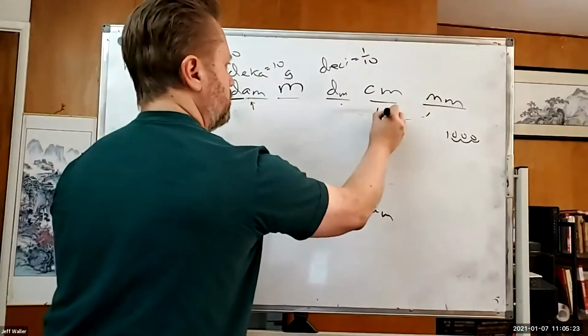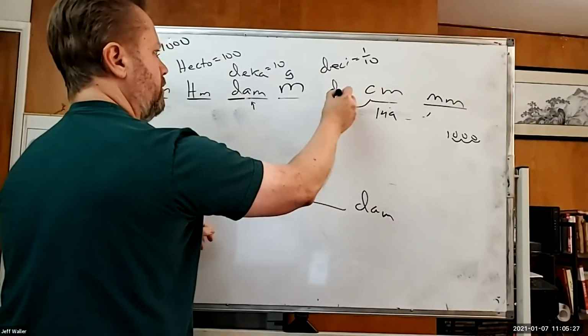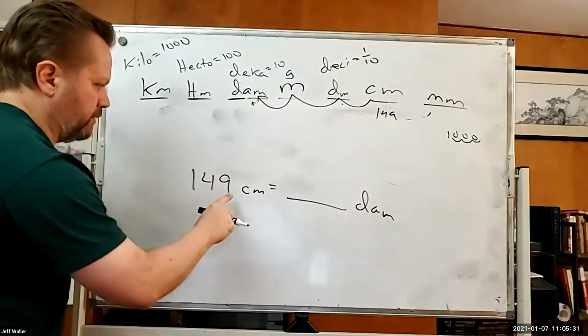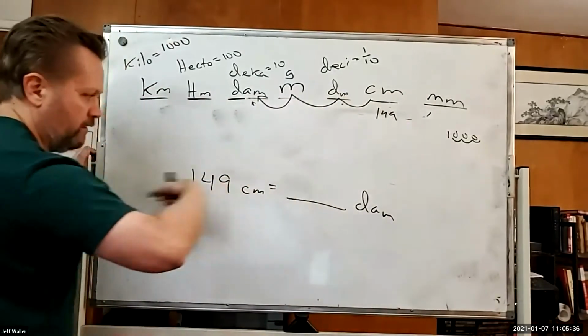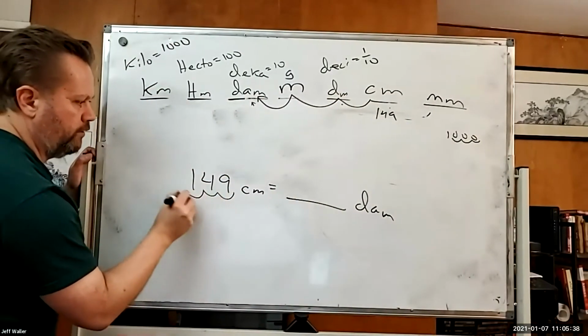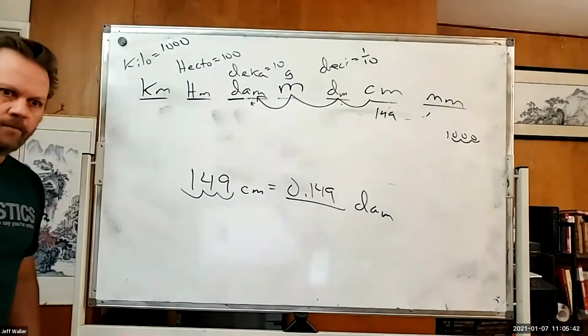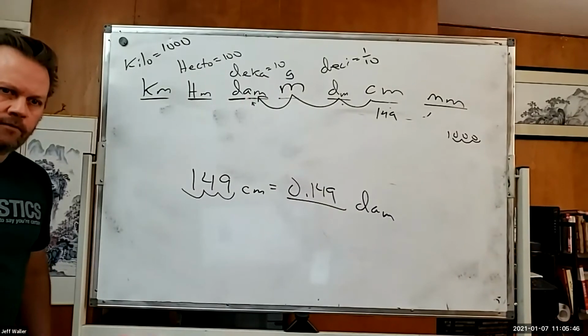149 centimeters. How many steps do I take to get to decameters? 1, 2, 3, right? So how many times am I going to move the decimal back? In fact, I'm going this way, so the decimal goes this way. 1, 2, 3. So this will be 0.149. That's pretty cool.